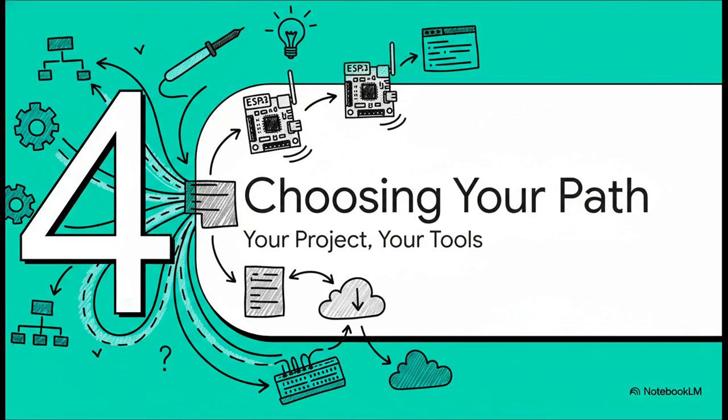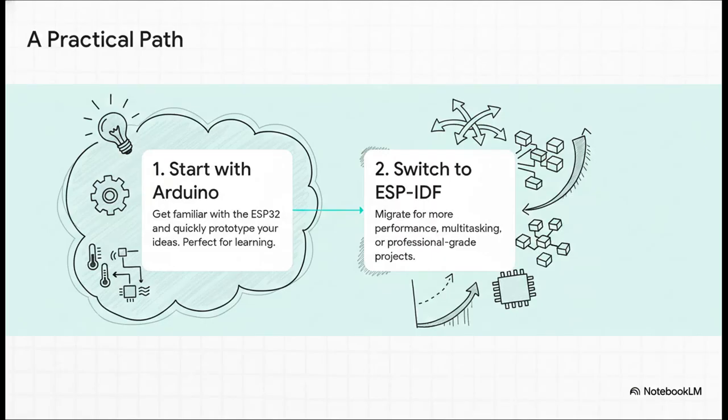So, with all of this information, how do you choose your path? It might seem a little overwhelming, I get it, but there's actually a really simple and practical way to get started. Here's the most effective path forward, in my opinion. Start with the Arduino IDE. It is the absolute best way to get your idea up and running quickly, to test your sensors, to just understand the basics. But once your project starts to get serious, once you need real multitasking or optimized performance or a structure that can actually scale, that's when it's time to make the leap to ESP-IDF.